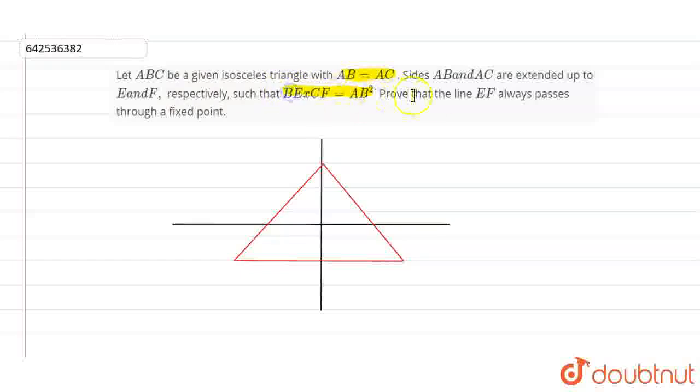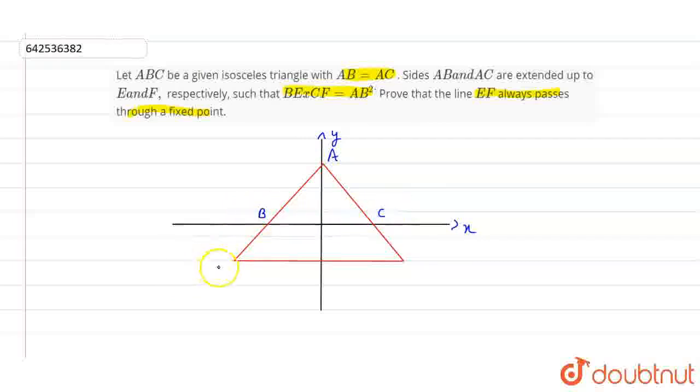Now we have to prove that the line EF always passes through a fixed point. This is what we have to prove in the given question. Okay, so here we have a triangle I've already made for you. Now what we will do, we will label it out. First, we have coordinates. Let's mark them as X here. Okay, so let this be A, this is B, and this is C.